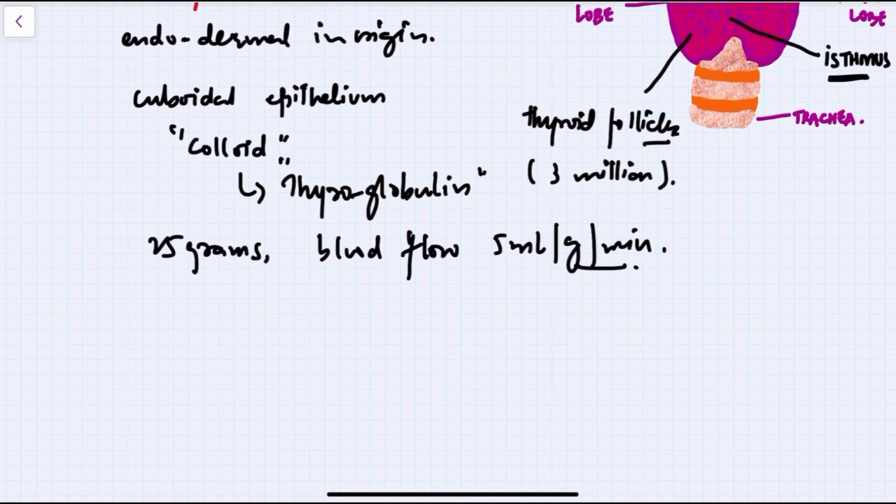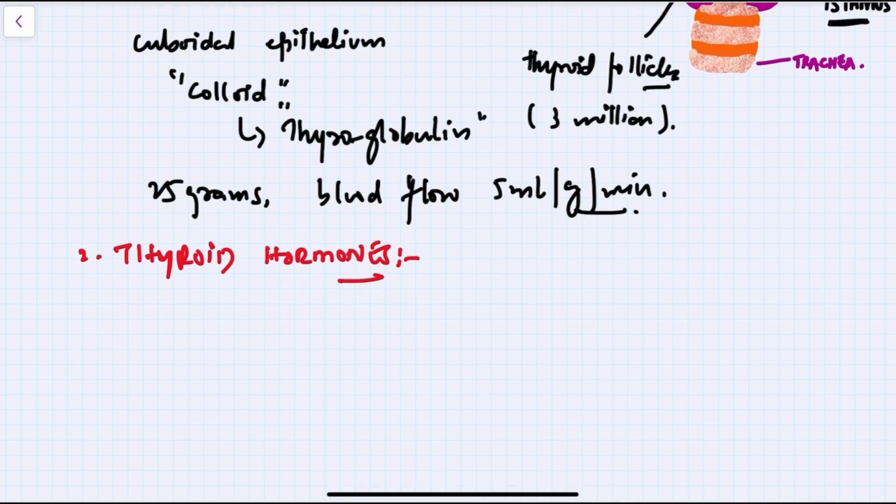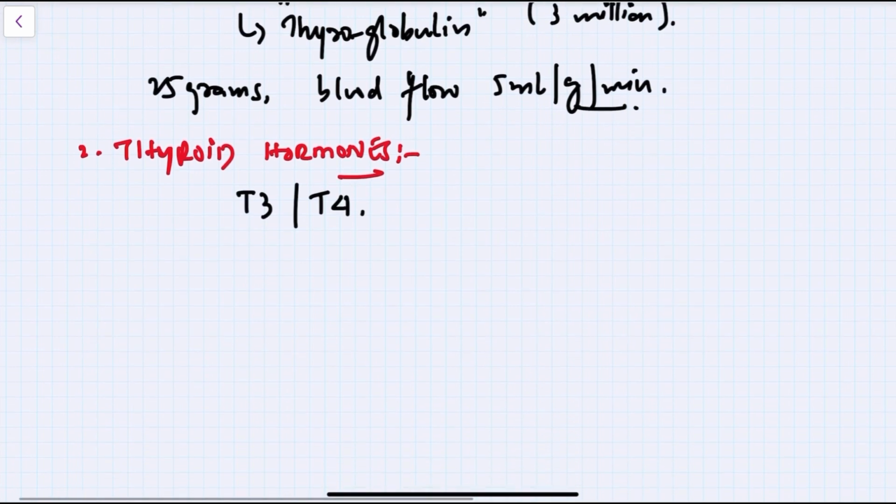Now let's move to the thyroid hormones. The second section is thyroid hormones, all the hormones that are produced from the thyroid gland. There are two main hormones which are called T3 and T4. These are the two main hormones that are secreted or produced by the thyroid gland. Looking at these two hormones, we'll go one by one. First, we'll see T3, what it does and what it is called.